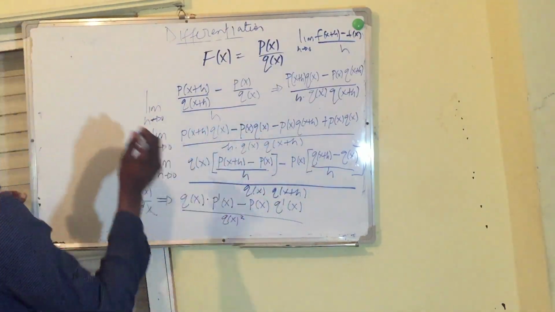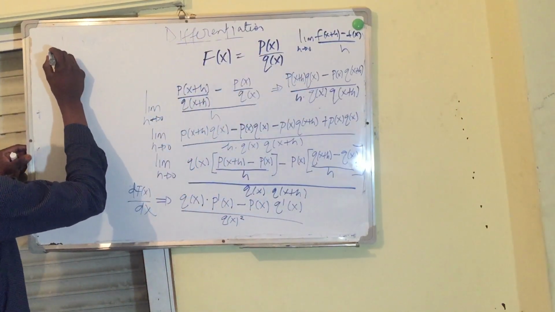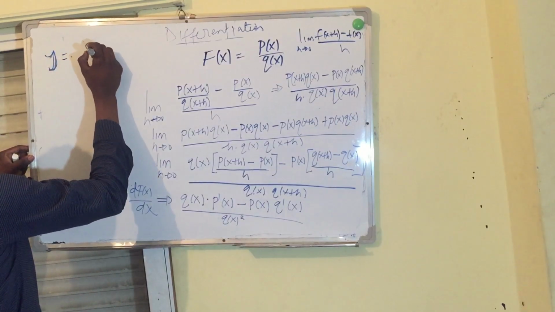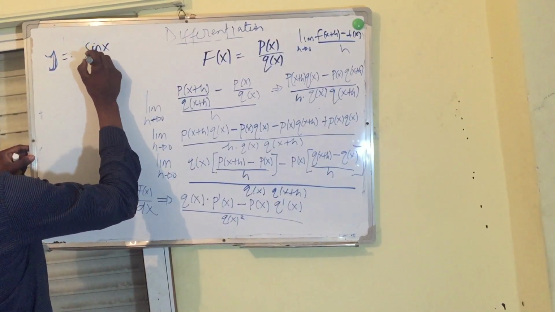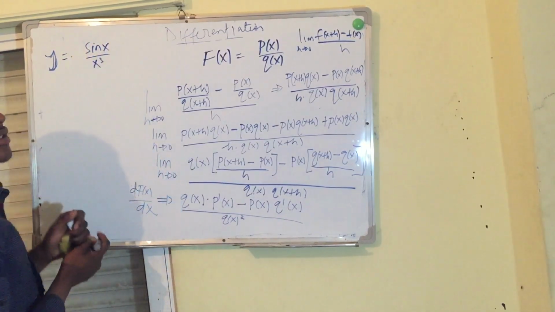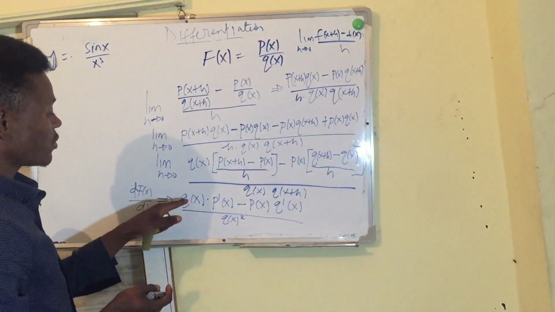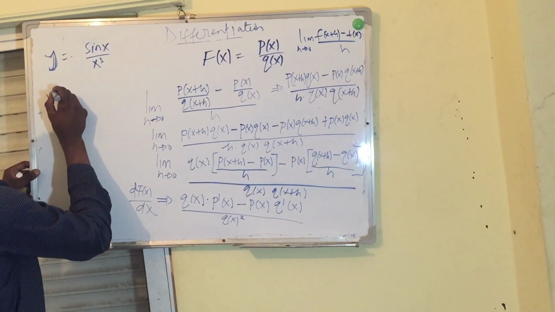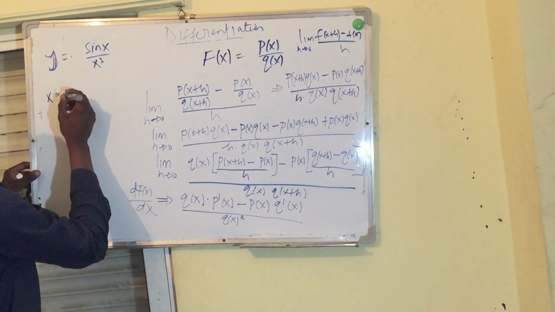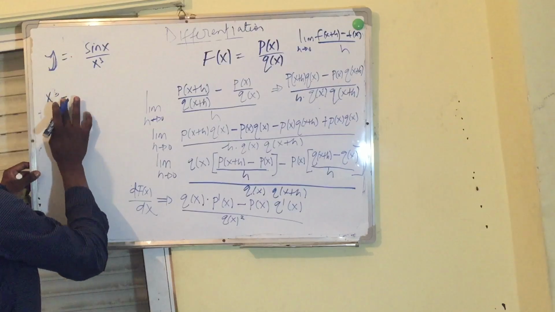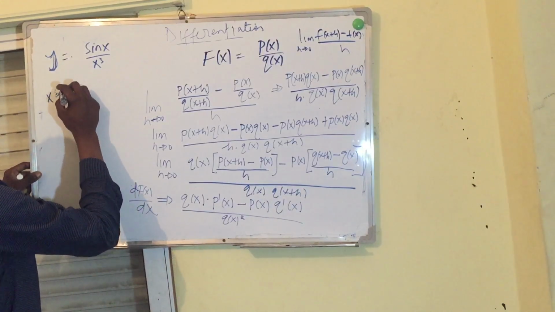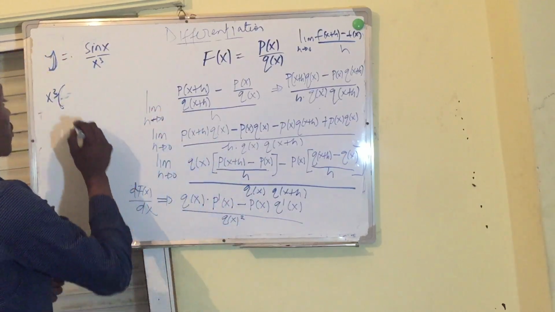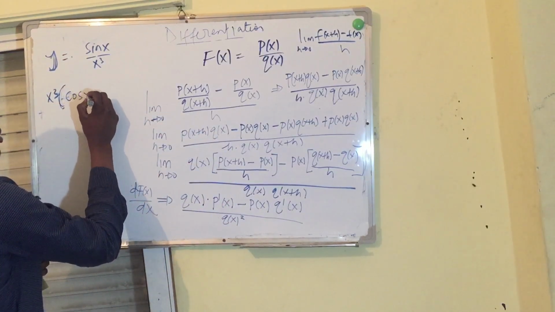Me wannan yake nuna, for example, muna da y equals to sine x over x cubed. What is the derivative of this? Cewa ta mu ɗau q of x, which is abin da ke ƙasa. Me q of x ɗin? X cubed. Sai me multiplying by the derivative of na sama, sine x. What is the derivative of sine x? When you prove it in the last video, which is cos x.